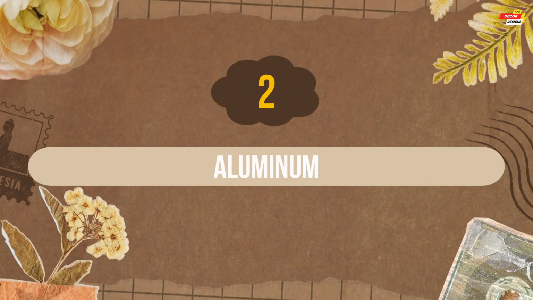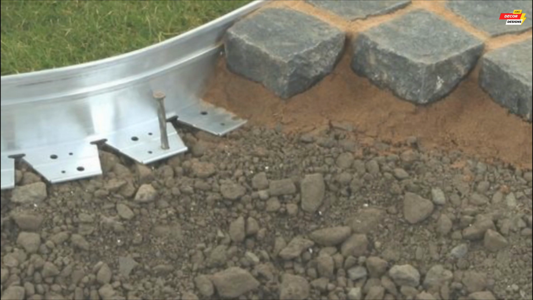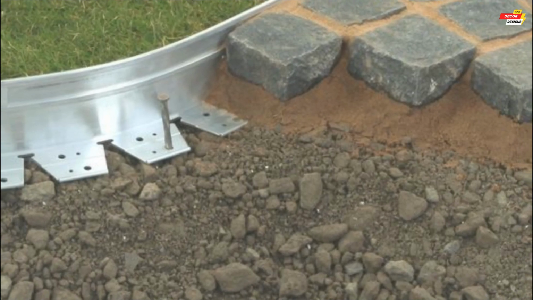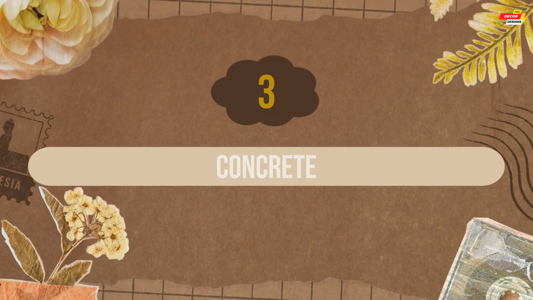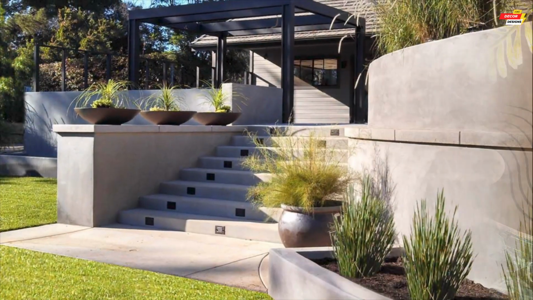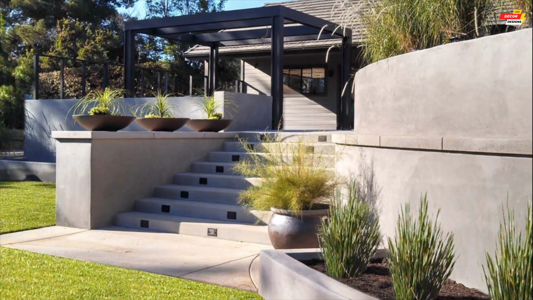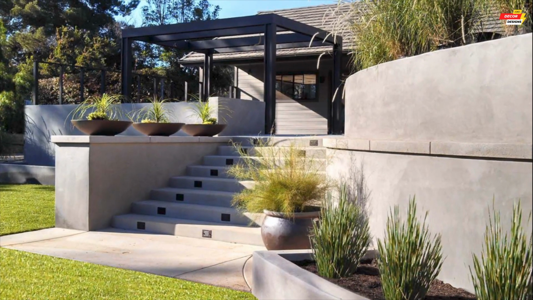Second, aluminum. Lightweight, durable, and available in various finishes, aluminum offers a clean and modern aesthetic and is resistant to rust. Third, concrete. Concrete edging can be precast in various shapes and sizes or poured in place for a seamless look. It offers durability and a minimalist aesthetic.